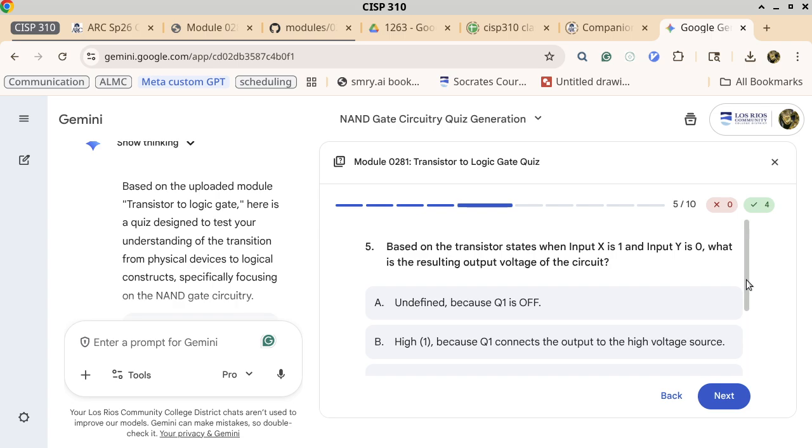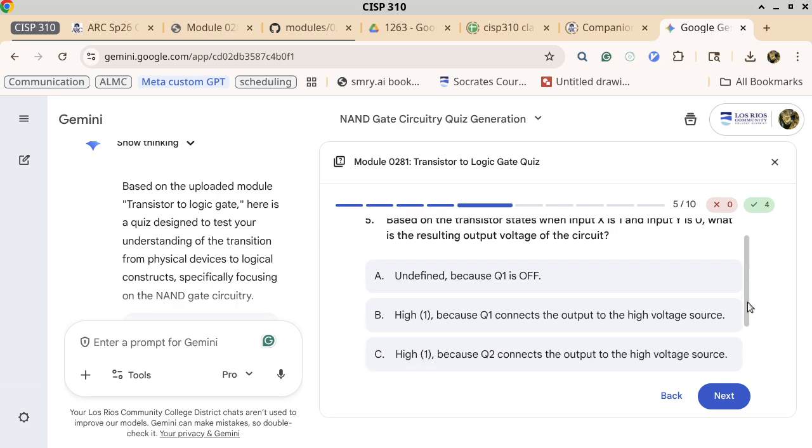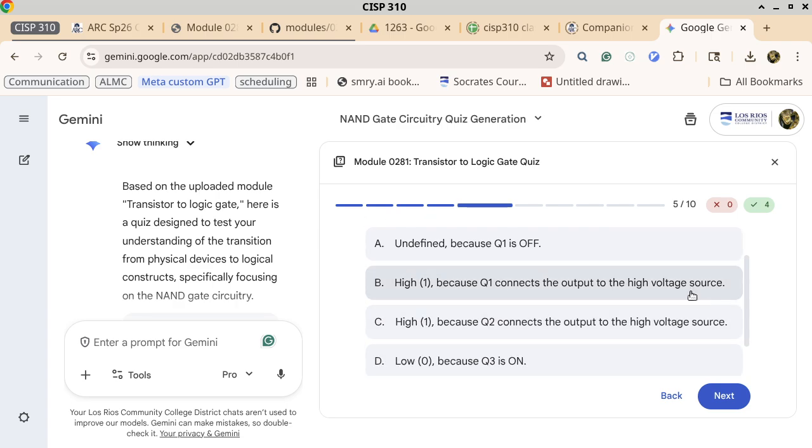So in this case, if at least one input is a 1, the output is going to be, oh, I should say it the other way. If at least one input is a 0, then the output is going to be a 1. And since we know one input, which is input Y, is a 0, the output is guaranteed to be 1 already. But then I have to choose between these two.